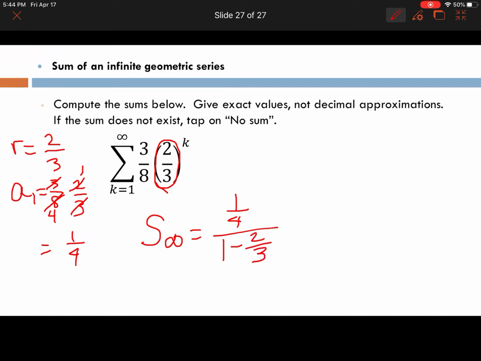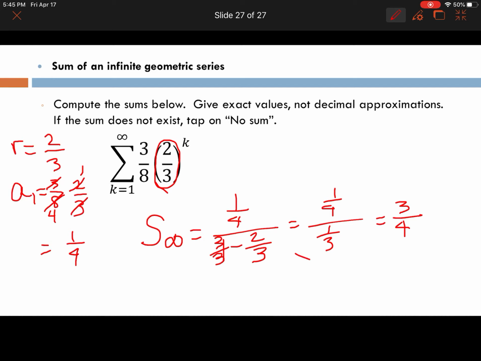And so our infinite sum is going to be a sub 1, which is 1/4, divided by 1 minus 2/3. Okay, so 1 minus 2/3, so 1 is 3/3 minus 2/3, so that's going to be 1/4 over 1/3. I will invert. Dividing by 1/3 is the same thing as multiplying by 3 over 1, so I have 3 over 4. And that is our sum.